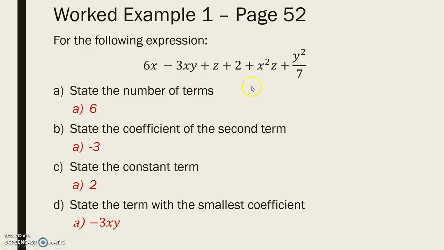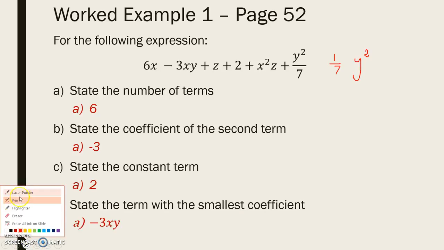The second smallest term is this one here. There's no other negative, so then we start looking at fractions. So this y squared divided by 7 could also be rewritten as, let me just write it up for you, 1/7 y squared. So that's important to understand. That's what that looks like. Okay, let's look at the next page.